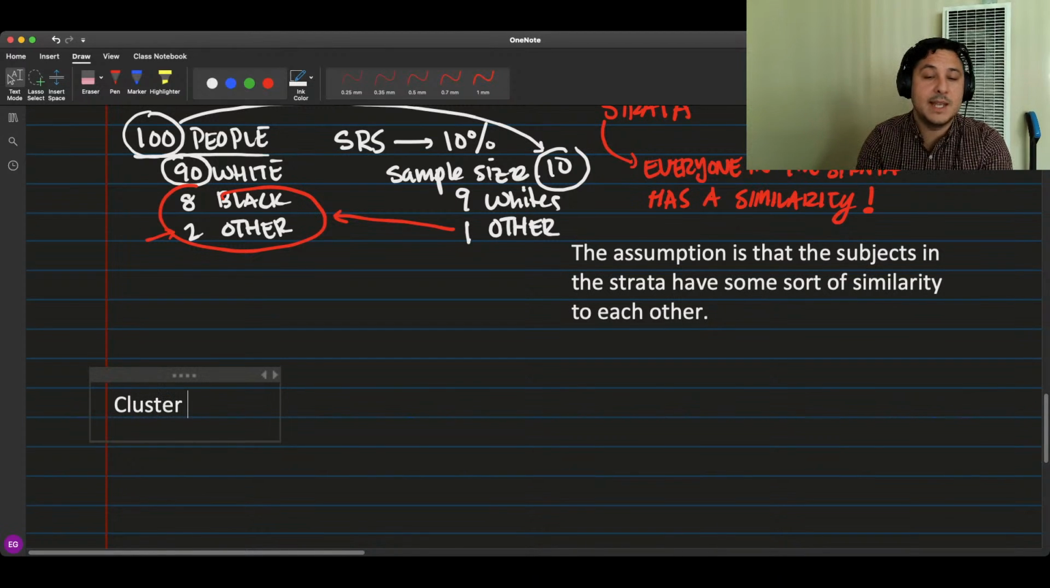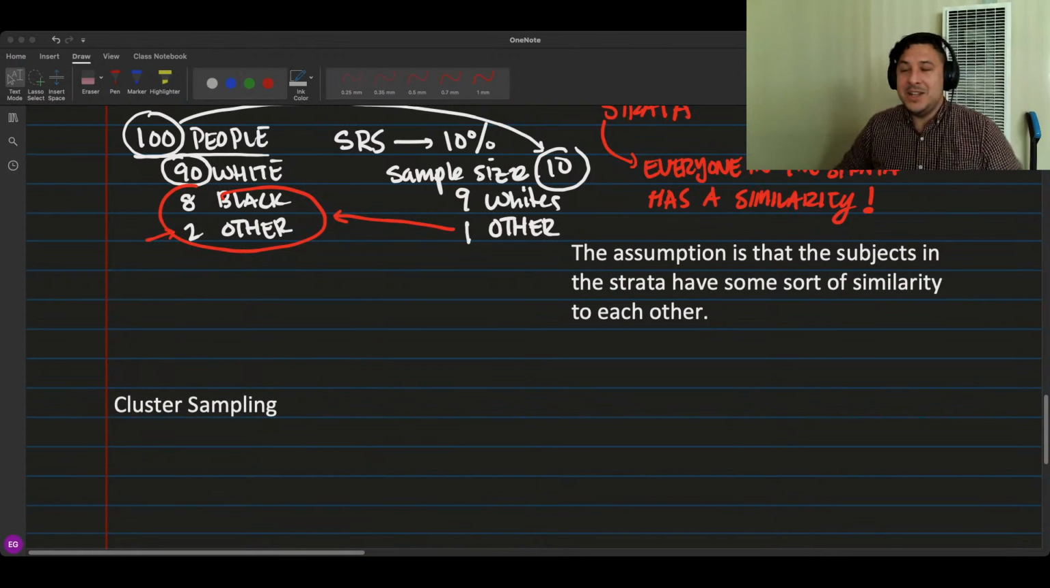So there's strata sampling and there's cluster sampling. I called it cruster, that was bad. Okay, so there's this different thing called cluster sampling. It's going to seem very similar to stratified sampling, but there are some differences. For stratified sampling, you make your strata, and the people in those strata have some sort of similarity to each other.